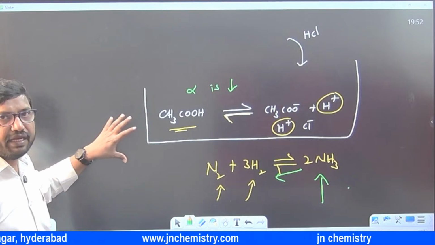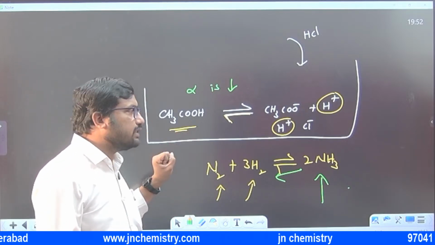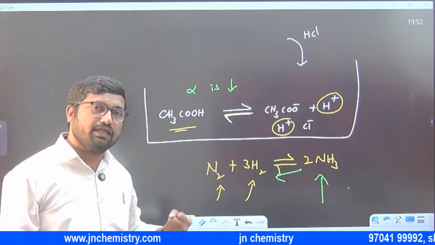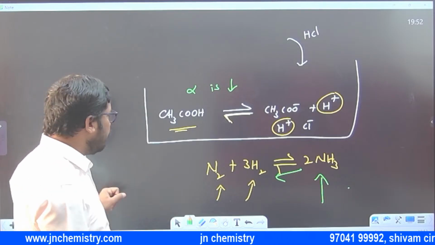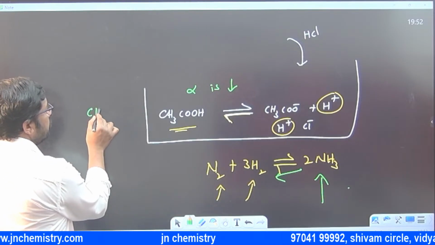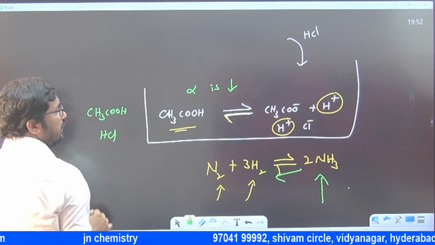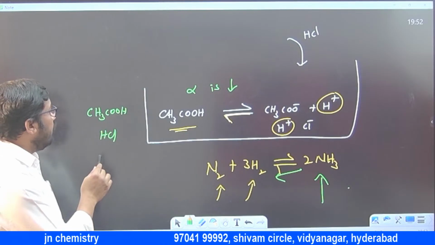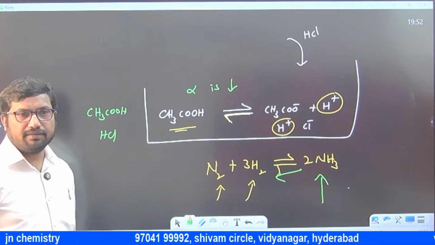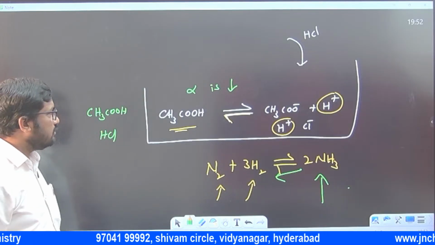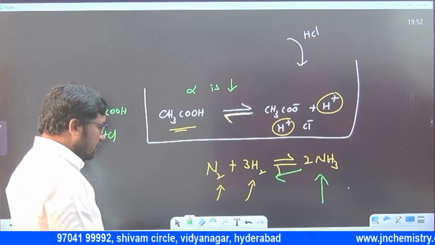This is very important for pH calculations, the common ion effect, which we will discuss there also. For example, in a problem, CH3COOH is given and HCl is given along with it. So try to understand.